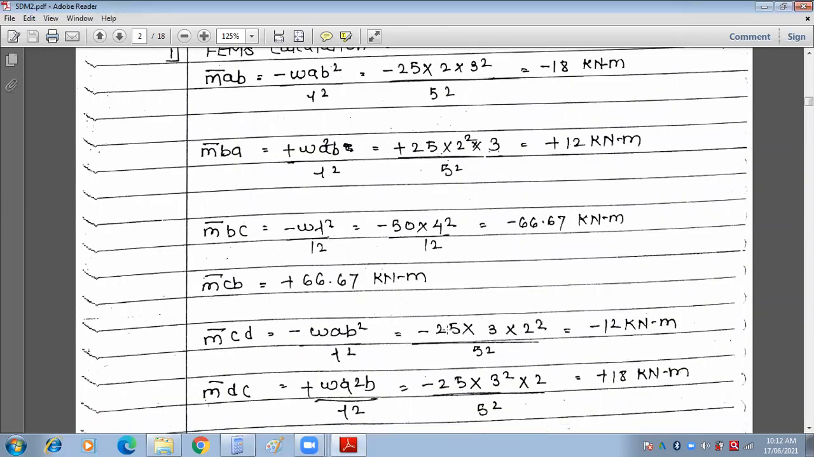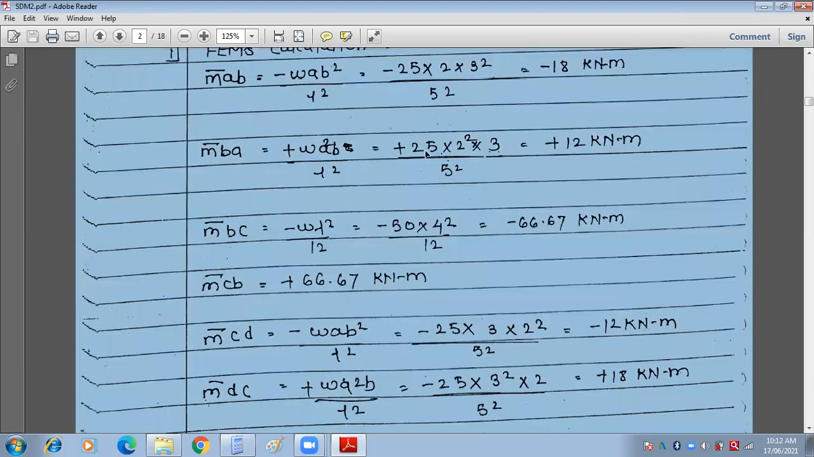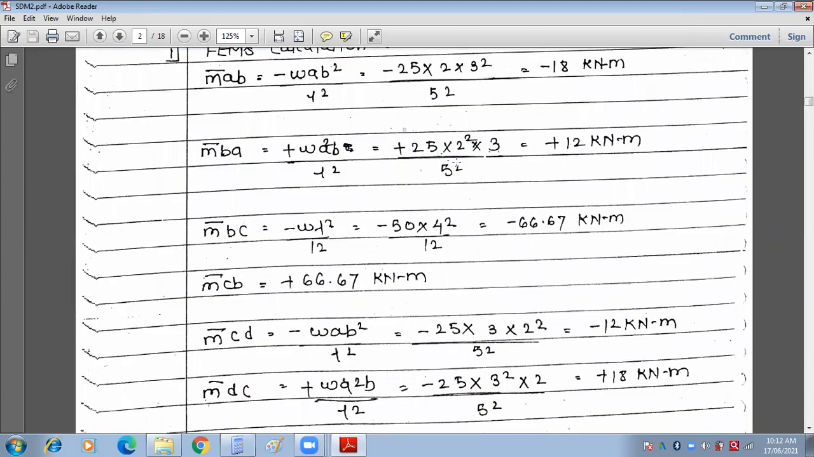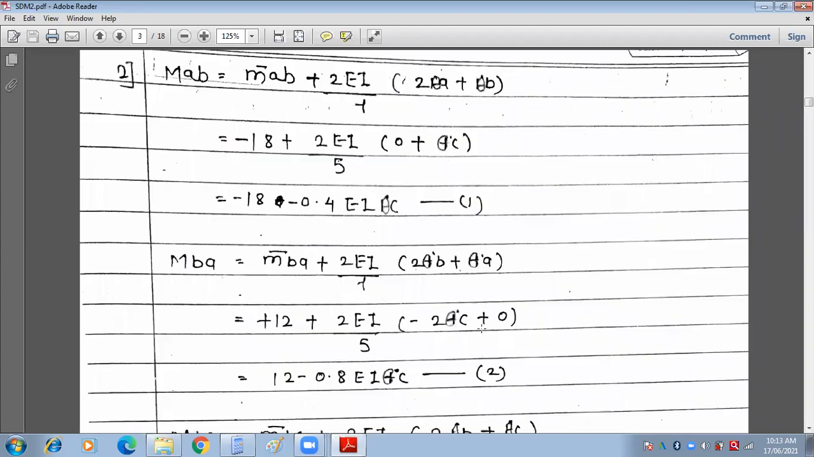Now here, this is 25 into 3 into 2 square divided by 5 square. As we have seen, this calculation is like this one. Therefore, the intensity is minus 12. And for the DC, the moment is W a square b upon L square, which is 25 into 3 square into 2 upon 5 square. It will be the same as this one. Therefore, this intensity is 18. Only the intensities, minus and plus, are equal and opposite for the AB and CD spans.